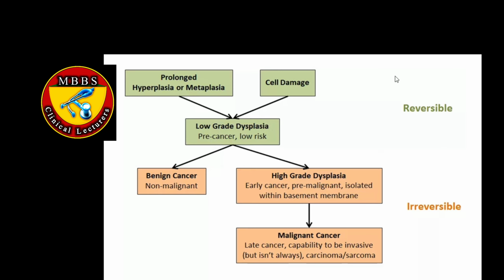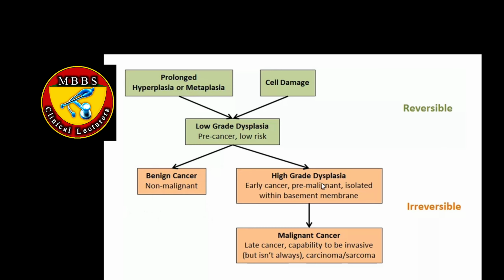Now what happens? This green area of the green boxes, up to this lesion, the dysplasia or any cell injury is reversible. So if it is reversible, it may turn back to the normal state of the cell, or it may develop into a benign tumor, or it can lead to high-grade dysplasia. If it is a benign tumor, cancer is the wrong word here. We know the features of benign, non-malignant tumors, right? So still the patient is safe.